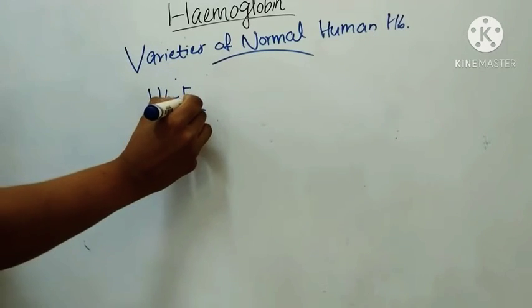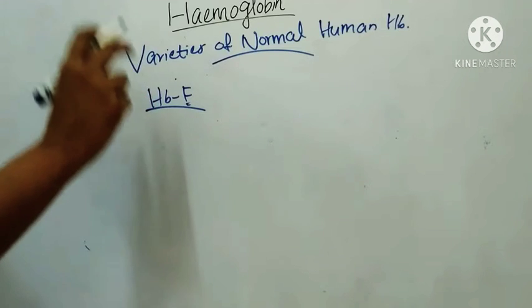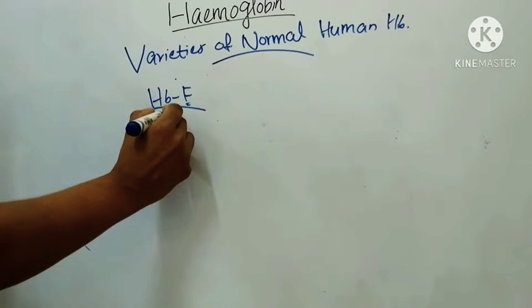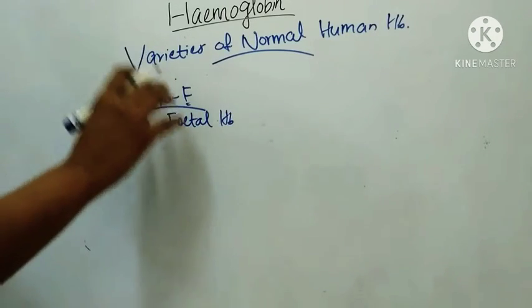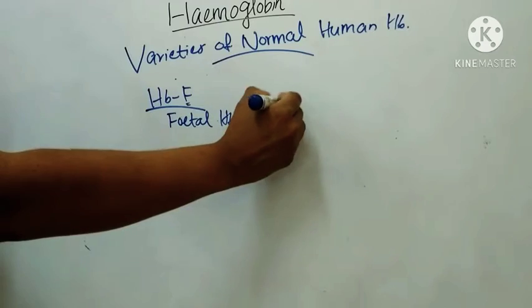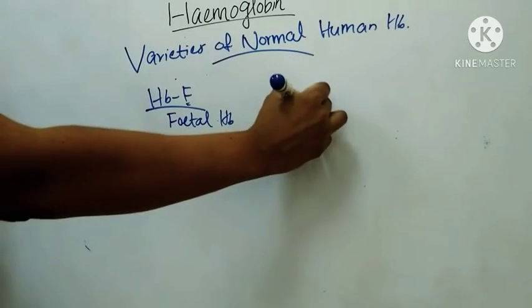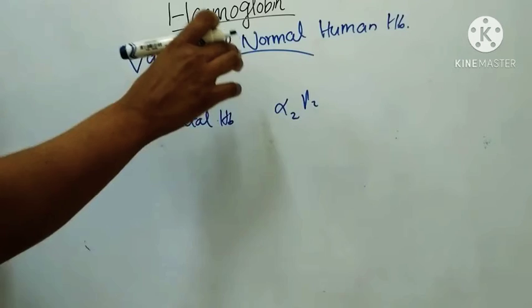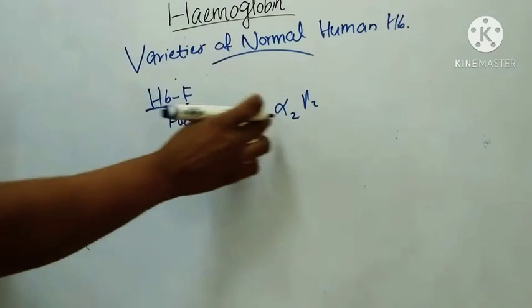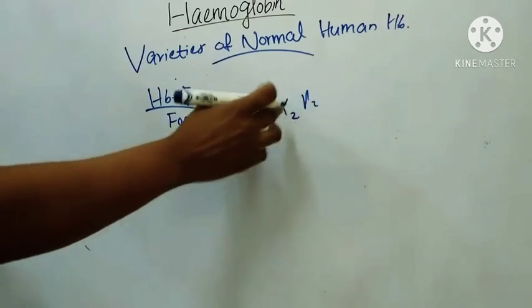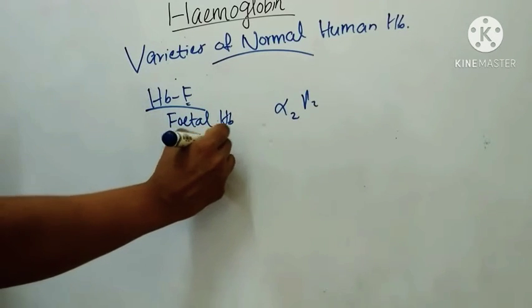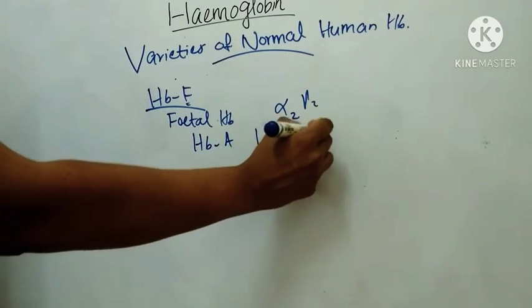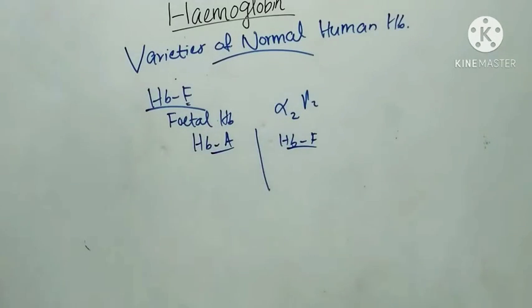HbF, as the name indicates, is the human fetal hemoglobin. It can be designated as HbF and it is alpha 2 gamma 2. Adult HbA is alpha 2 beta 2, while fetal hemoglobin is alpha 2 gamma 2. HbF differs from HbA1, so we will see the difference between HbA and HbF.